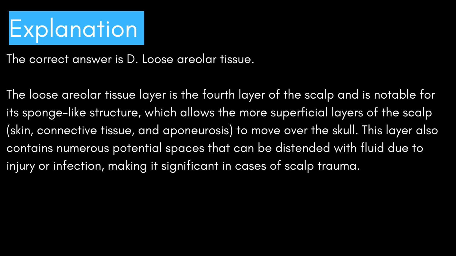The loose areolar tissue layer is the fourth layer of the scalp and is notable for its sponge-like structure, which allows the more superficial layers of the scalp, skin, connective tissue, and aponeurosis to move over the skull. This layer also contains numerous potential spaces that can be distended with fluid due to injury or infection, making it significant in cases of scalp trauma. All right, let's go ahead and see why the other answer choices are incorrect.